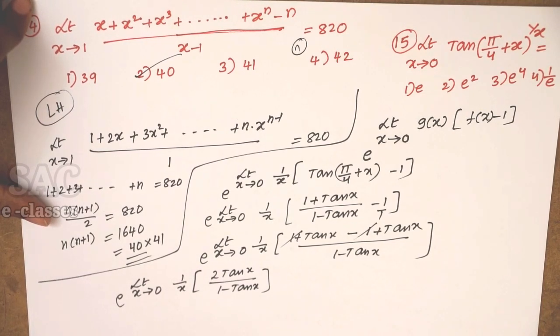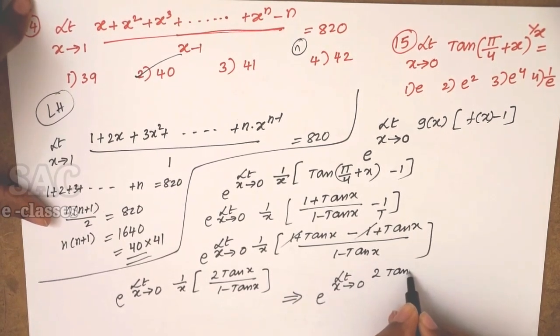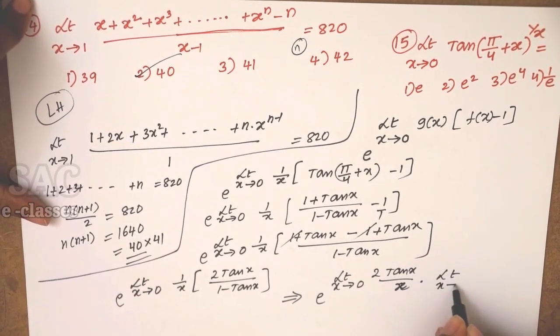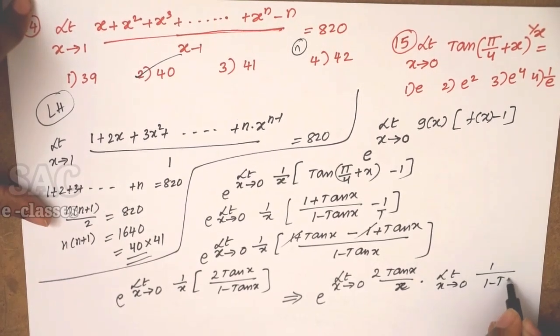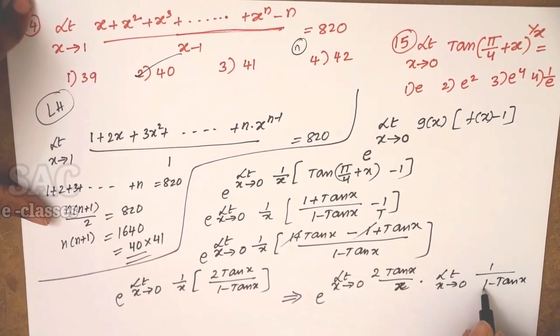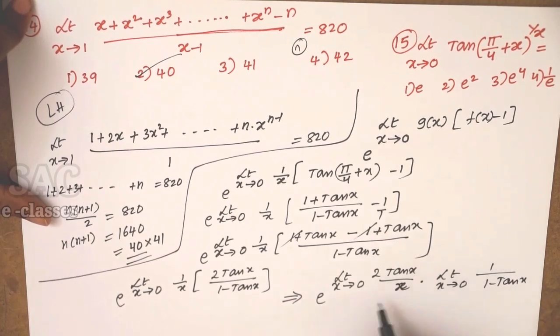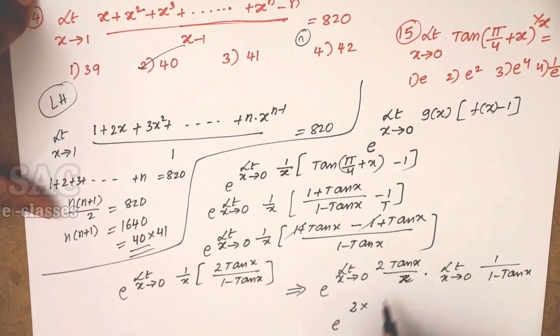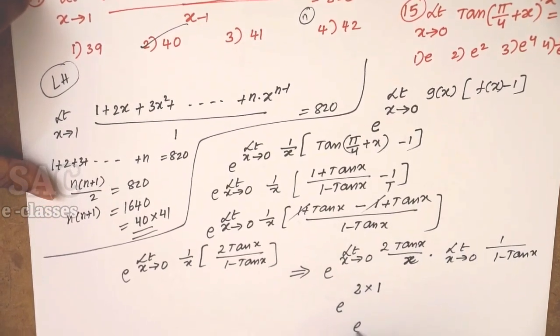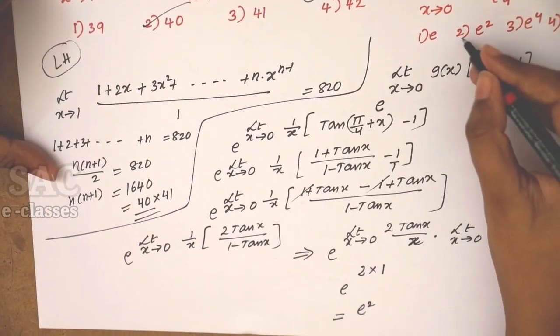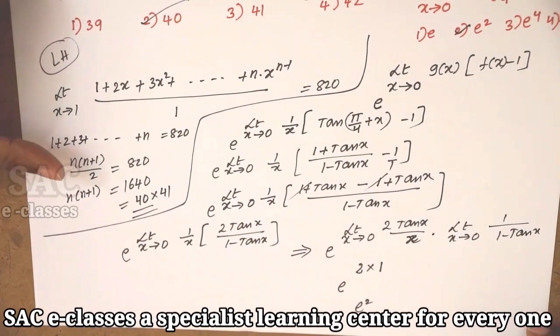Now also we are getting the 0 by 0 form. So to avoid this, e power limit x tends to 0, 2 tan x by x, and let me split this. Limit x tends to 0, 1 by 1 minus tan x. Anyhow 1 by 1 minus 0 is 1 only. This is obviously fine. Then e power 2 into tan x by x is anyhow 1. So the answer is e square. Option 2 is the correct one.